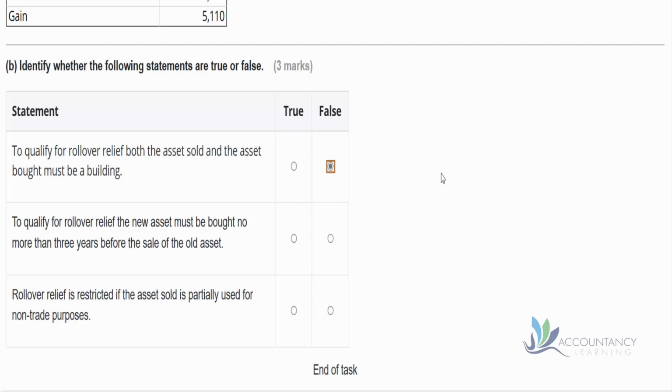Well, that is false, because the qualifying business assets for rollover relief include land and buildings, which must be occupied and used for trade purposes, but also include fixed plant and fixed machinery, ships, aircraft and hovercraft, satellites, space stations and spacecraft, but also goodwill, but only for sole traders and partners, and not goodwill for companies. So it's not just for buildings.